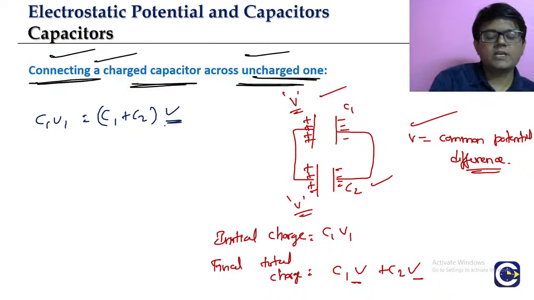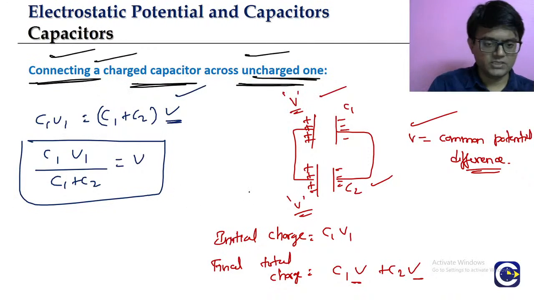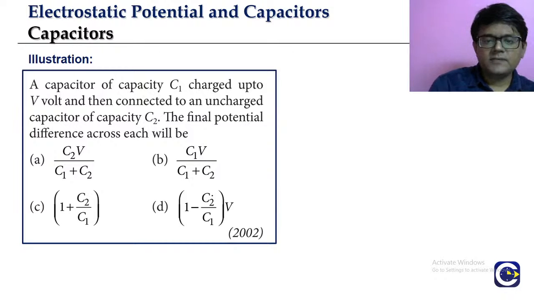So எங்களுக்கு என்ன தெரியுமா? We can find what is the common potential value. எவ்வளவு? C1 V1 by C1 plus C2 is the common potential. Okay, so this is what is the common potential that will be there on both the plates. In fact, this is what is asked in one of the previous years also.